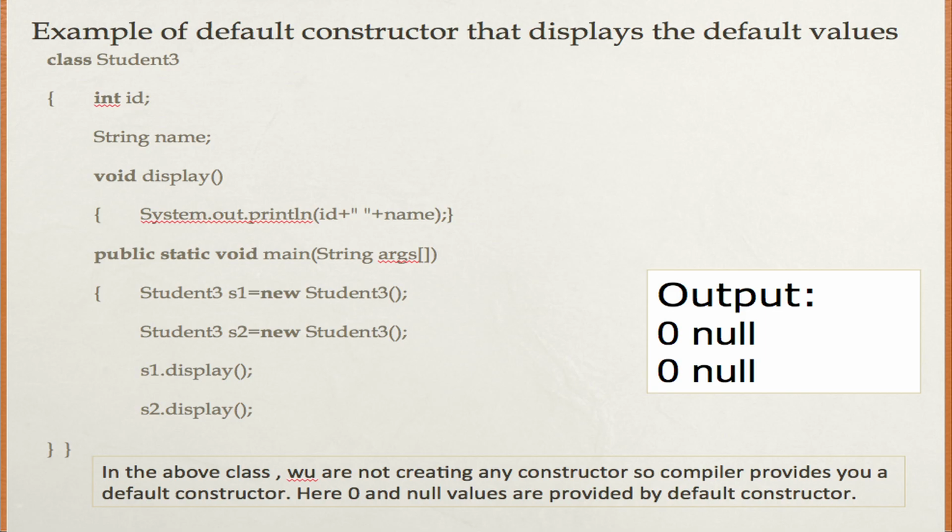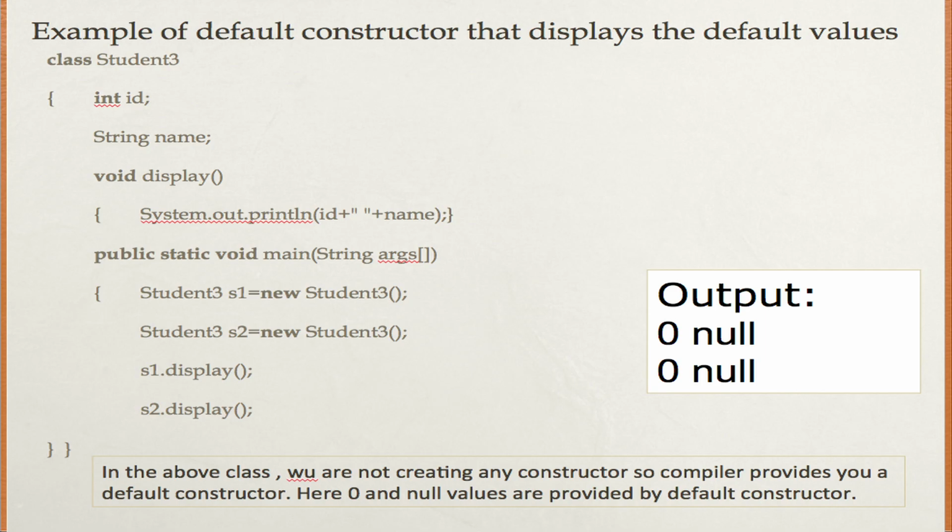As I said already, if there is no constructor in a class, see the bottom line, the compiler automatically creates a default constructor. Automatically the values of id and name are initialized to 0 and null. Name is a string type, so the null value will be assigned, and whenever we print the value of name, it will display null. And in case of id, which is integer type, whenever we print the value of id, it will display 0.